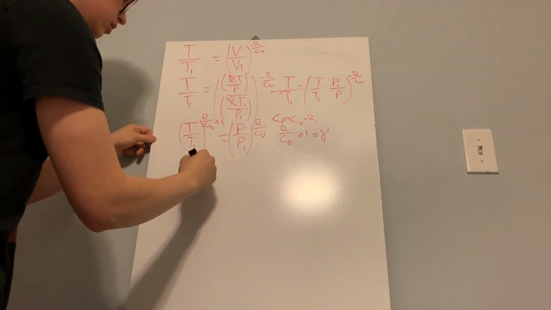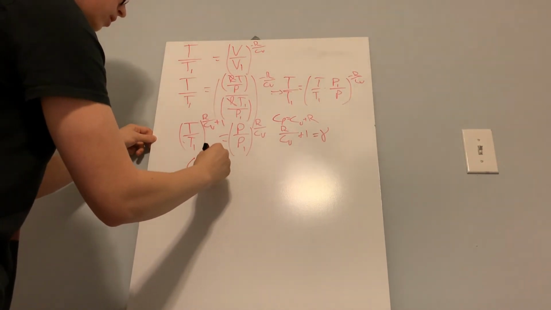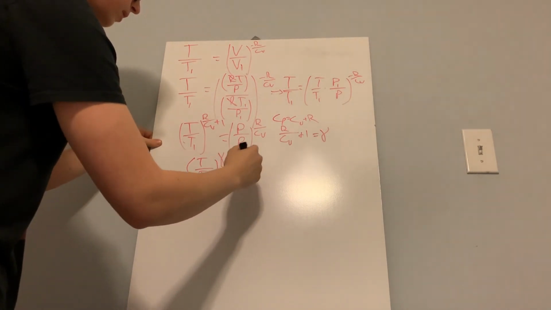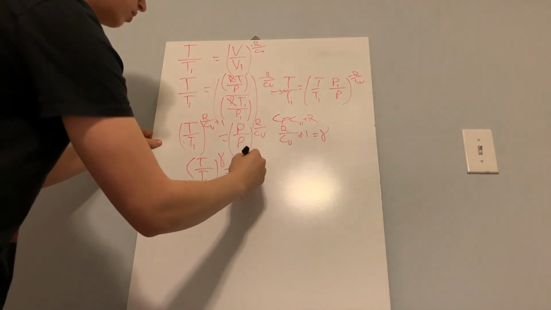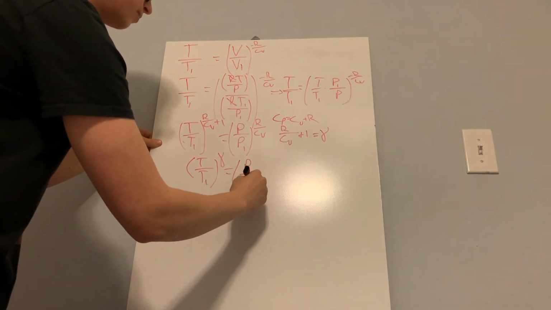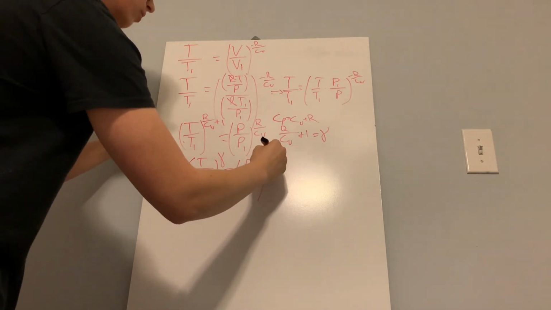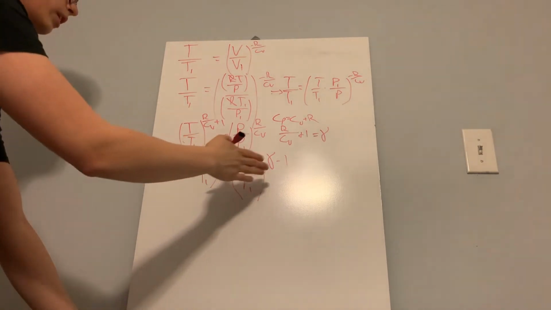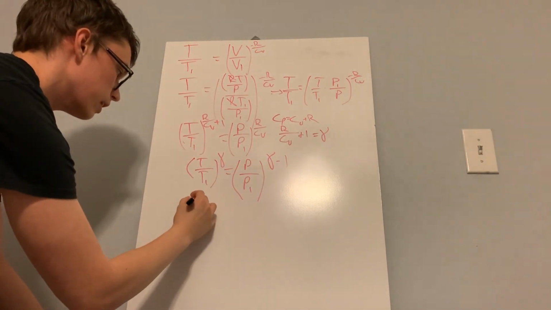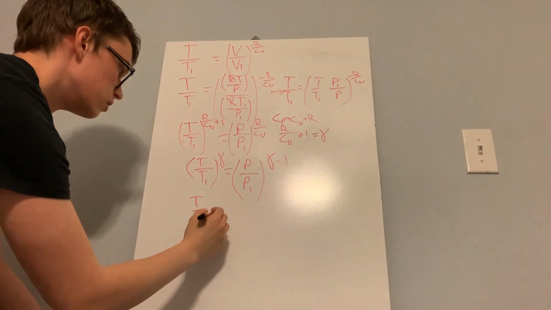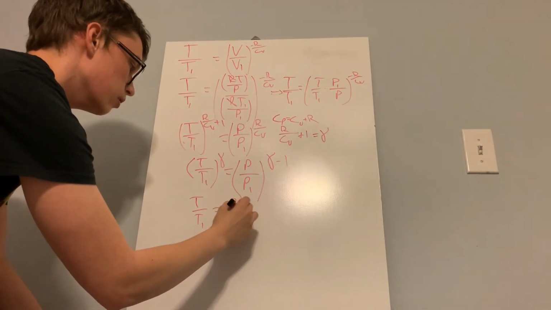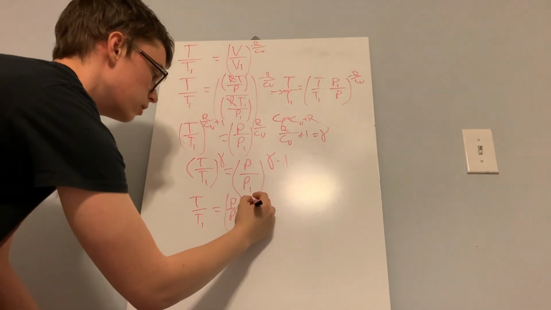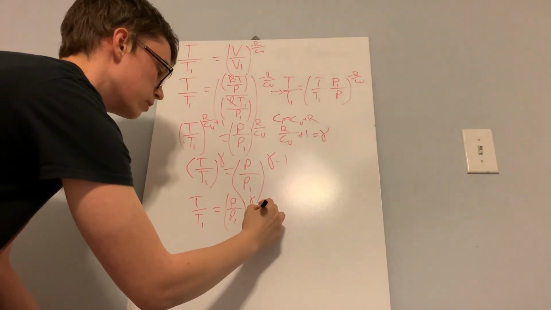So going down, T over T1 to the gamma is equal to P over P1 raised to gamma minus 1. And now we're going to get the exponents on one side. Again, T over T1 is equal to P over P1, which is raised to gamma minus 1 over gamma.